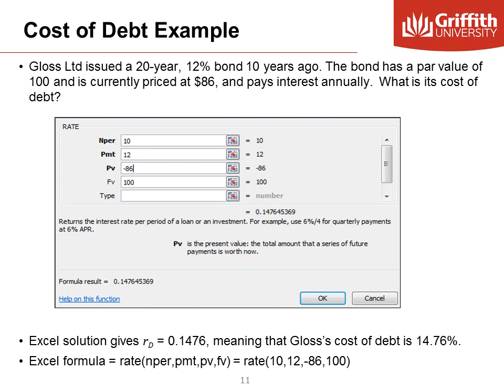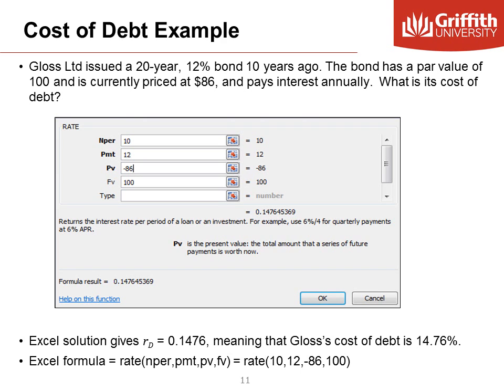For example, if this company issued a 20-year 12% bond 10 years ago and that bond's current market value is $86, and if the coupon payments are annual payments, what is the cost of debt? What kind of bond is this? This is a discount bond because it has a price of $86. It's less than the par value.